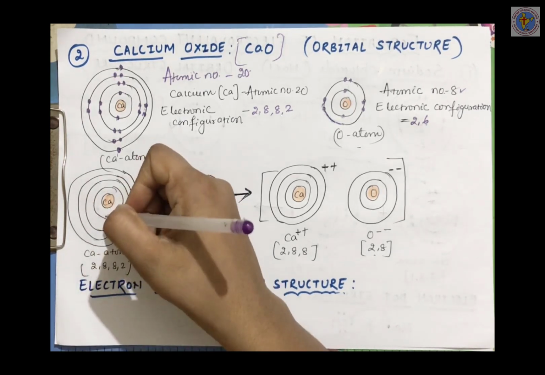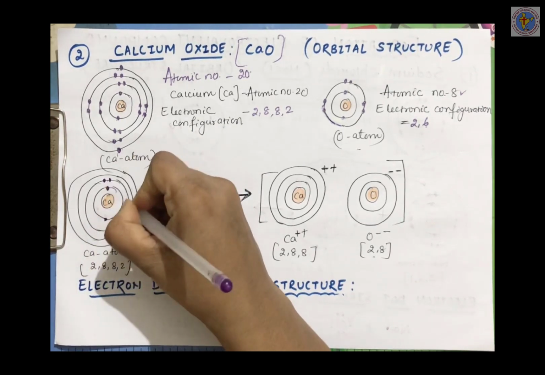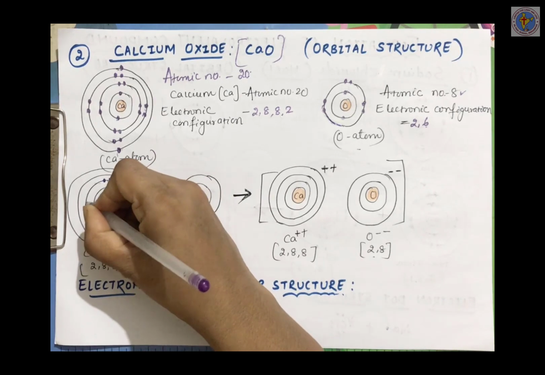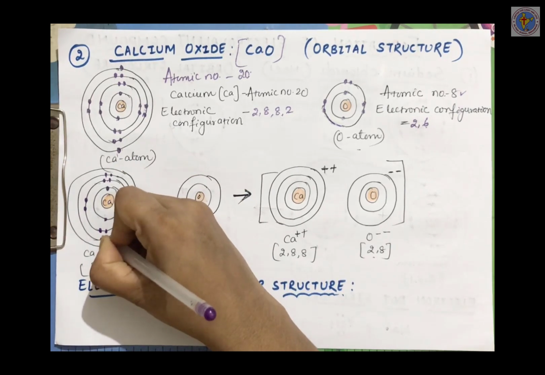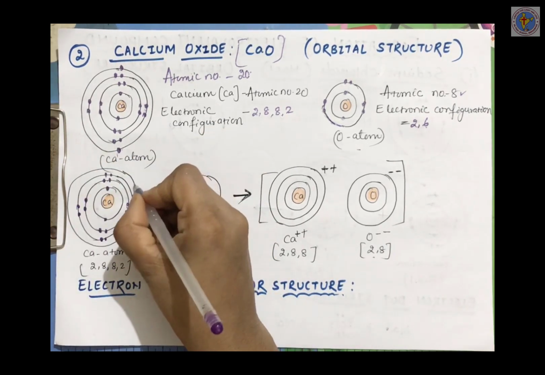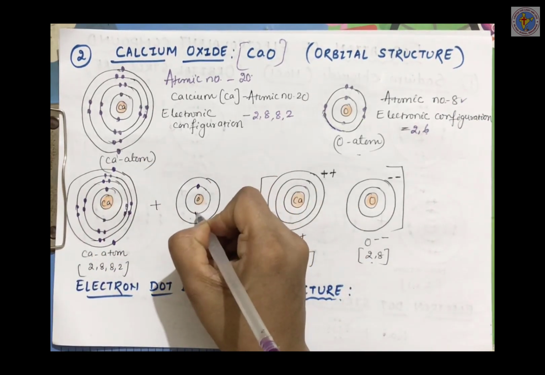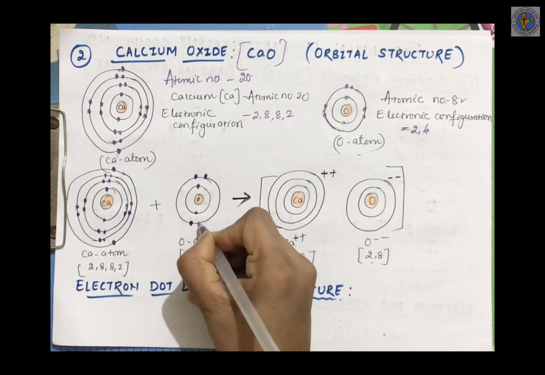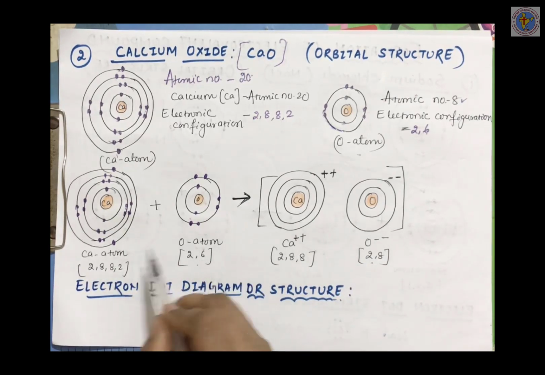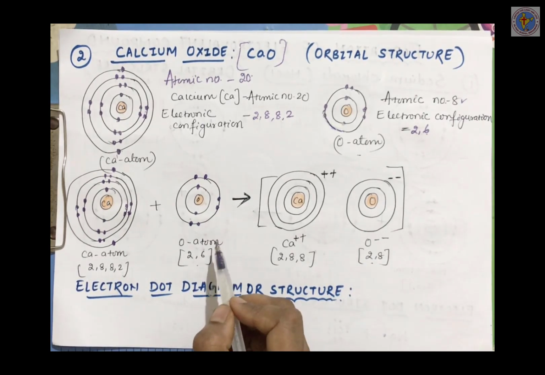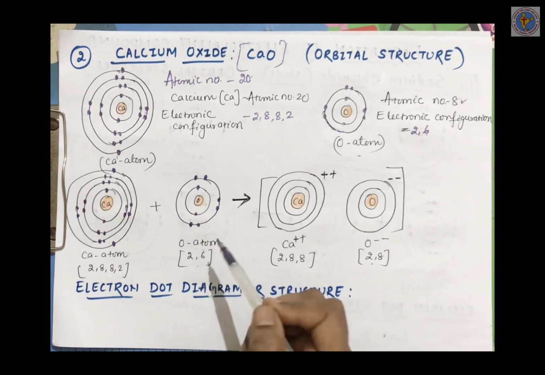Now let us draw the calcium atom first, as we have drawn earlier. First is your nucleus, then 2, 8, then again 8, 1, 2, 3, 4, 5, 6, 7, 8, and at last 2. In case of oxygen, 2, 1, 2, 3, 4, 5, 6. Done. Now children, you see here, in order to attain the stable noble gas configuration, or in order to become stable, as I told you, the calcium atom needs to lose 2 electrons, and the oxygen atom needs to accept 2 electrons.